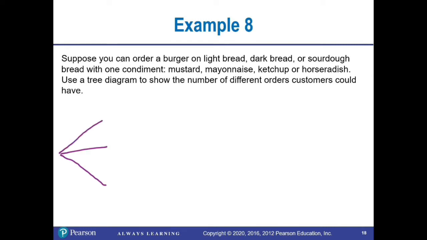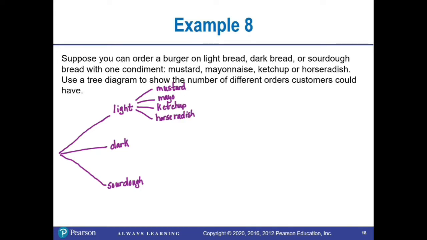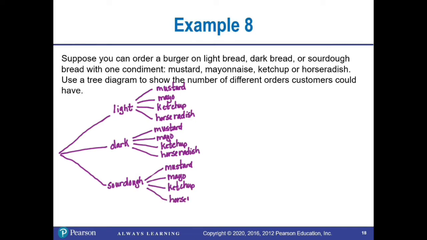So first we choose a bread, and there are 3 breads: light, dark, or sourdough. Once we choose a bread, we choose a condiment, and we have 4 condiments to choose from. We can choose mustard, mayo, ketchup, or horseradish. If I choose the dark bread, I have the same 4 choices of condiments. And if I choose the sourdough bread, I still have the 4 choices for condiments.